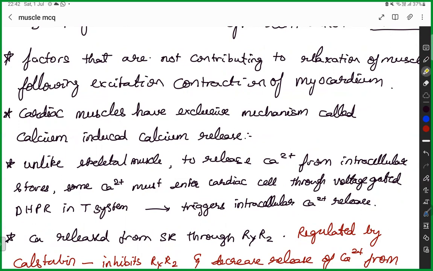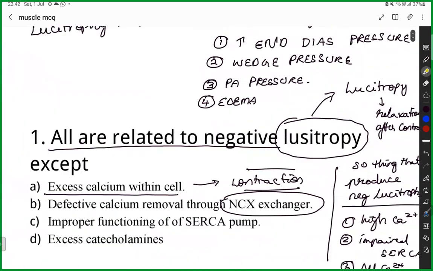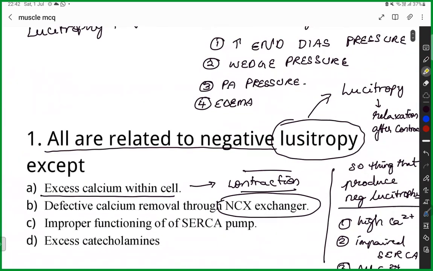Therefore, the relaxation phase will not come. So, first three options. Number one, excess of calcium within the cell contributes to negative lusitropy, that is contraction. Negative lusitropy is opposite to relaxation, that is contraction. Similarly, defective removal of calcium through the sodium calcium exchanger is again going to cause contraction. That means it is negative lusitropy. Similarly, the third one, improper functioning of SERCA, again is going to cause negative lusitropy.